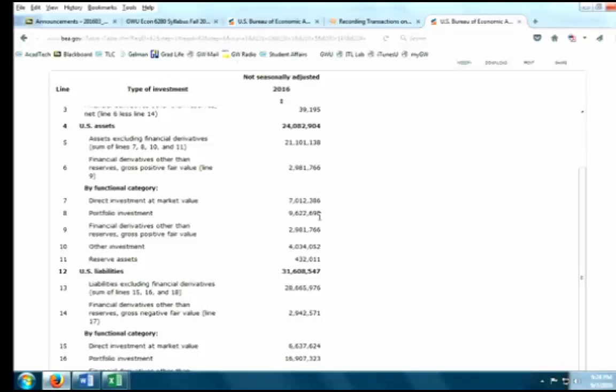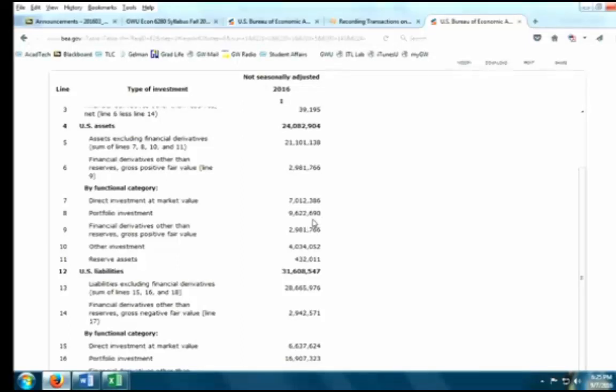Mostly non-government, I would think, here. But this is incorporating all government and private transactions and holdings together. So if there's any government holdings of direct investment, I don't know if there are. There might be. But if there are, it would be incorporated in there as well.